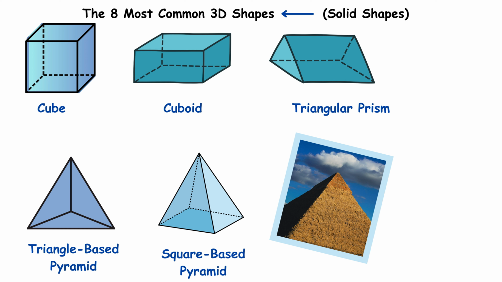The next two are both types of pyramids. We have the triangle-based pyramid and the square-based pyramid, and they are named based on the shape of the base face of each pyramid. One has a triangle at the base and the other has a square.